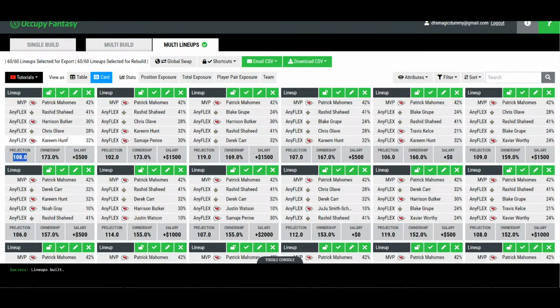So put in some rules, lock the MVP that you think is the most popular for FanDuel low risk, and then sort by ownership. That's the best way to build low risk.